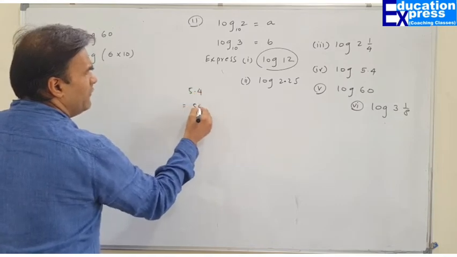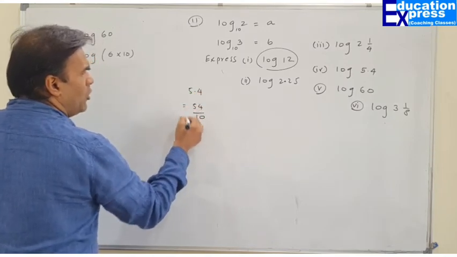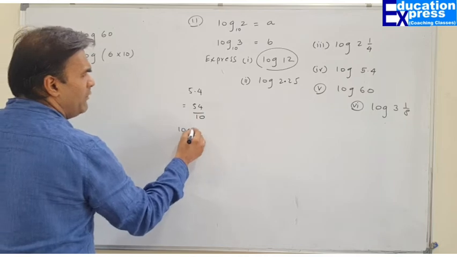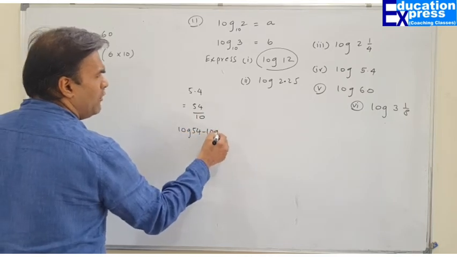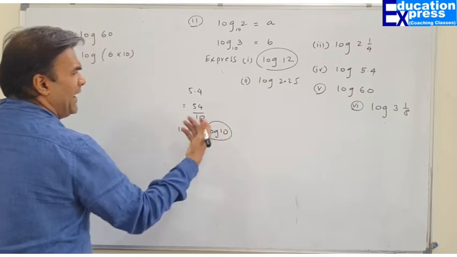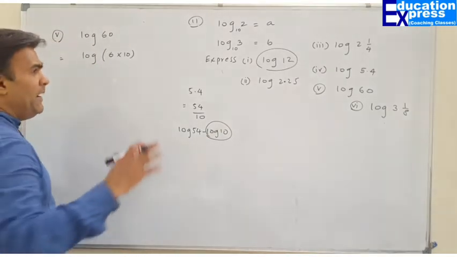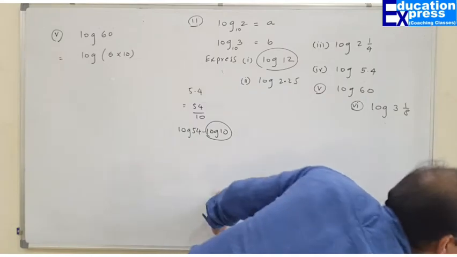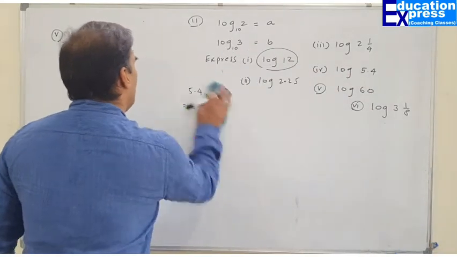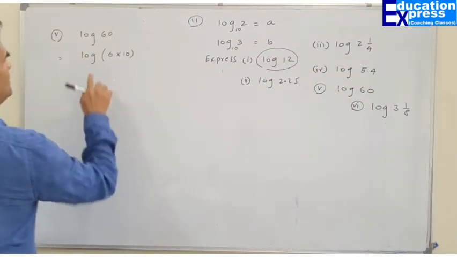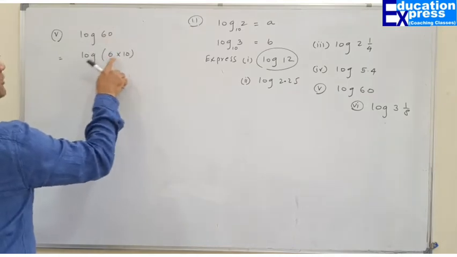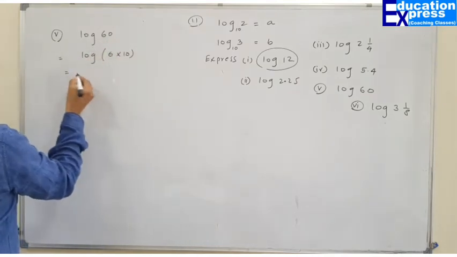5.4. So we wrote 54 upon 10. So automatically what happened? Log of 54 minus log of 10. And log of 10 by itself gets eliminated. So if possible, make sure that you try and introduce log 10 anyhow. 60 can be 6 into 10. It is a multiple of 10. So what we will do?